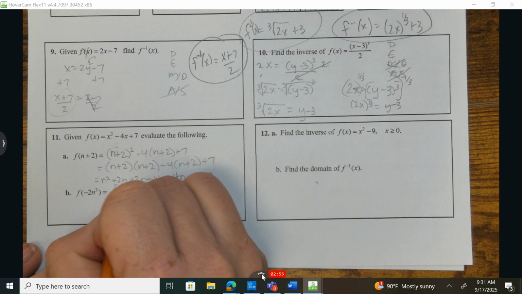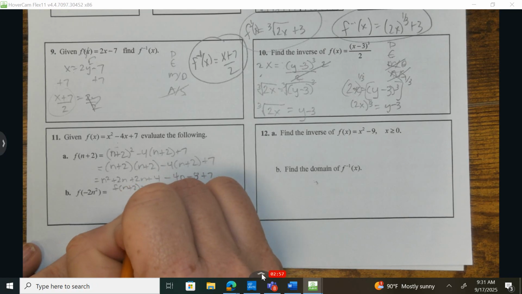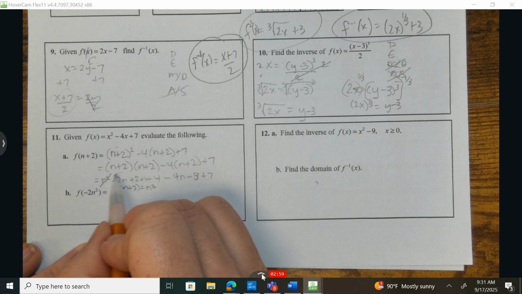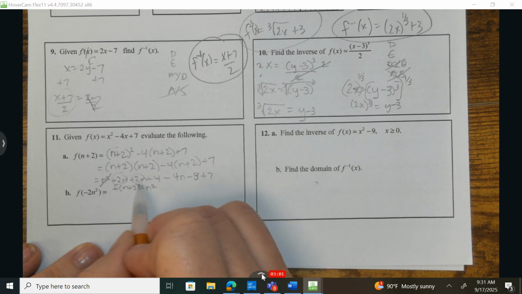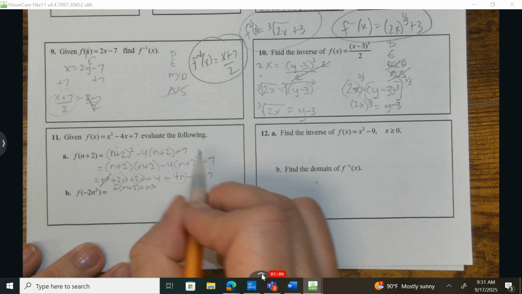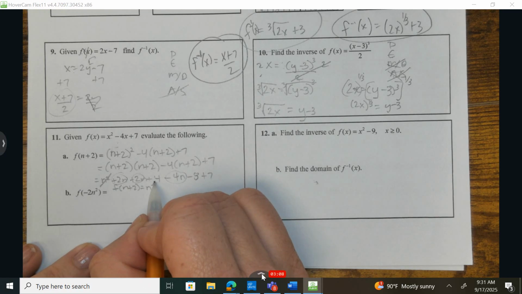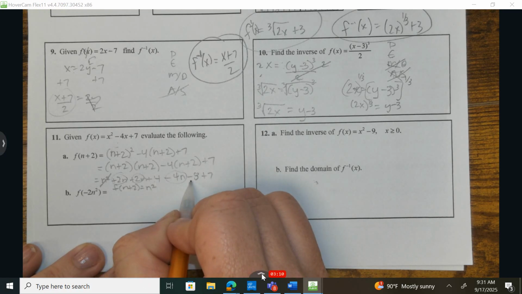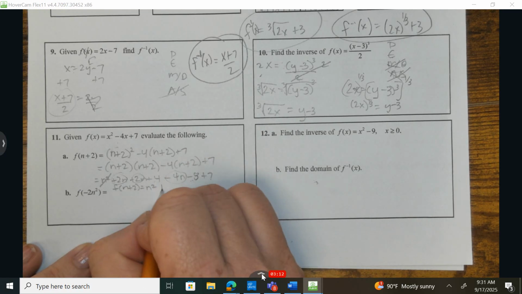So f of n plus 2 equals n squared. Okay, 2n and 2n is 4n, but 4n minus 4n is 0. I could put plus 0n, but that's not necessary. 4 minus 8 is negative 4, and negative 4 plus 7 is positive 3.